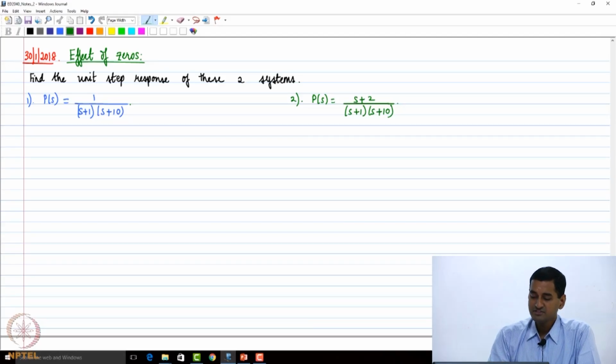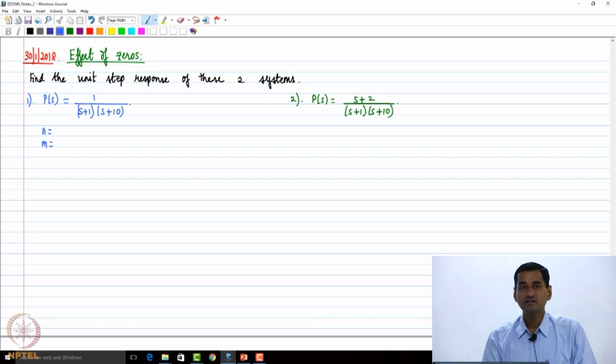So let's consider these two systems. The first plant transfer function is 1 by (s plus 1) times (s plus 10). The second system is (s plus 2) divided by (s plus 1) times (s plus 10). So what is the order of these two systems? What do I mean by order?